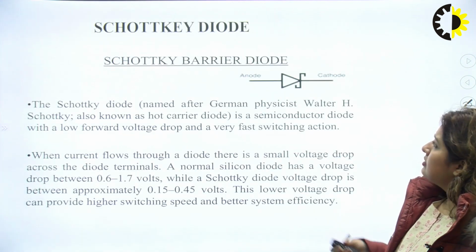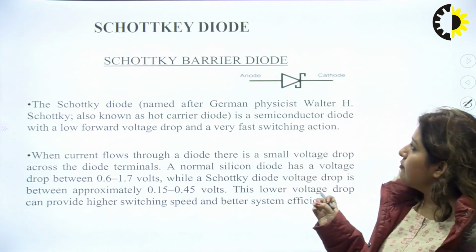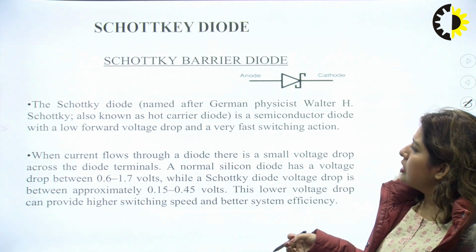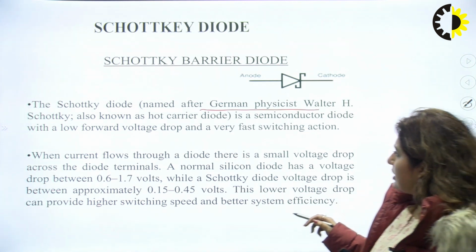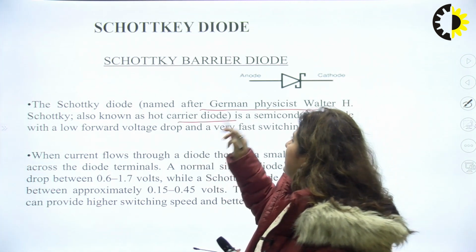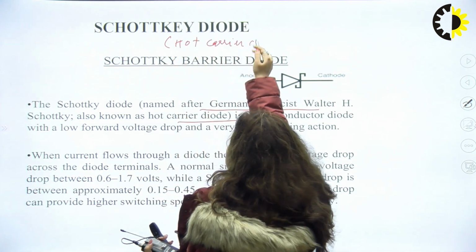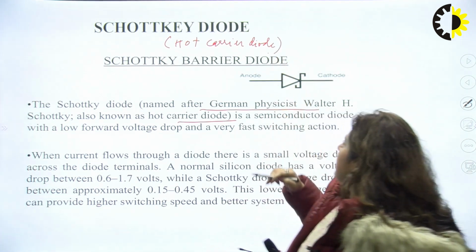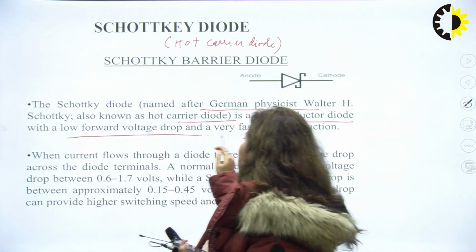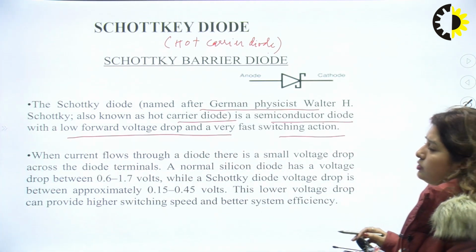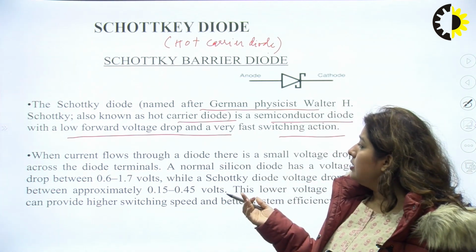Next we have the Schottky diode. This is some little bit of information about the Schottky barrier diode. So what is a Schottky diode? It is named after a German physicist, Walter H. Schottky, and it is also known as a hot carrier diode. It is another form of the diode: a semiconductor diode with a low forward voltage drop and a very fast switching action. It will switch from reverse bias to forward bias to reverse bias very fast.